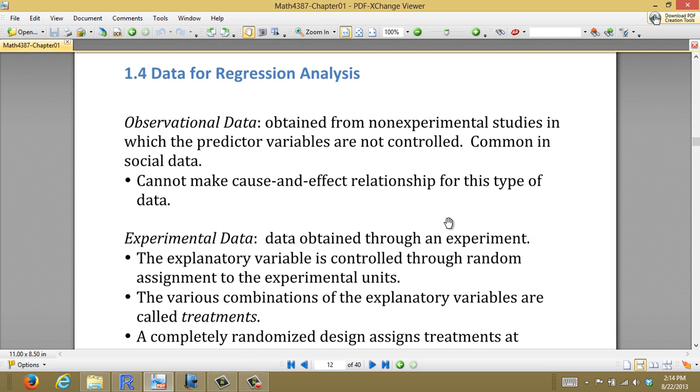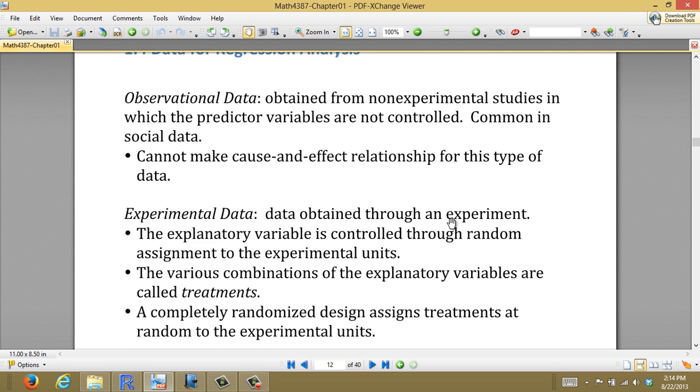So we should make a brief note about the different kinds of data that we work with when doing regression. The two main types, of course, are observational data and experimental data. Observational data is data obtained from non-experimental studies in which the predictor variables are not controlled. So we simply observe the predictor variable and the response. We're not trying to control anything. This is common in social data, for example, when we're interviewing people out on the streets or something like that. The downside of using observational data is that you cannot make cause and effect relationships for this type of data, because the impact you see might be explained by some variable that we didn't measure or we didn't control.